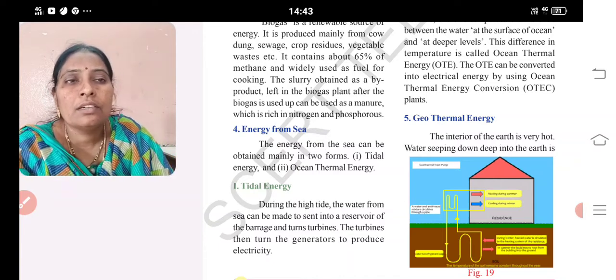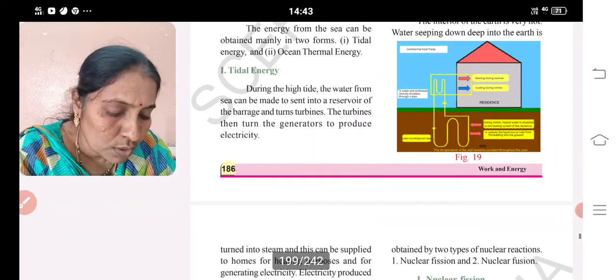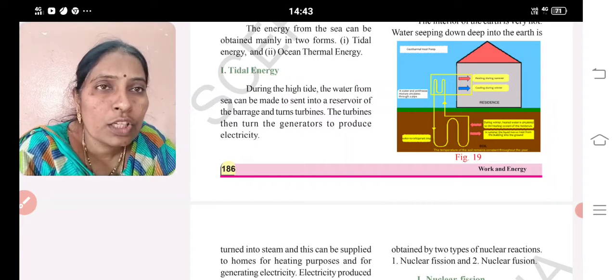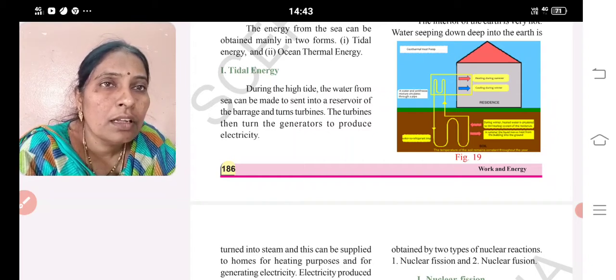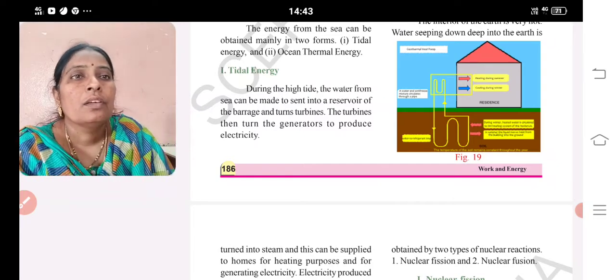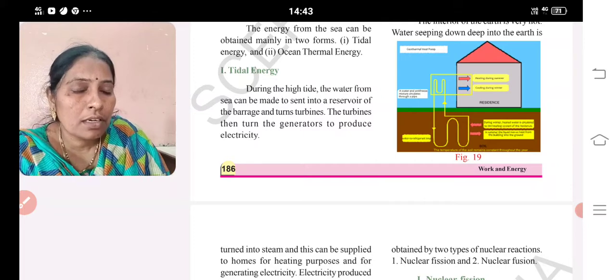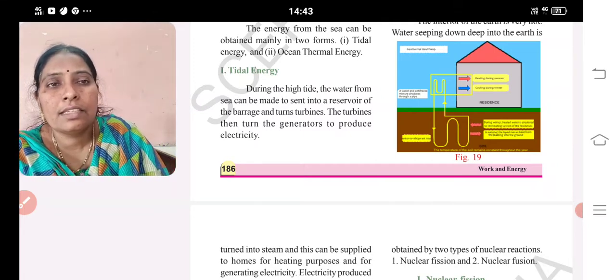The turbines then turn the generators to produce electricity. So, what is the use of sea water? During the high tides, this water is pushed. The energy from the sea can be mainly used for tidal energy and ocean thermal energy. So, in that, it pushes the reservoir water into the reservoir and barrage and runs the turbines, and the turbines generate the electricity.